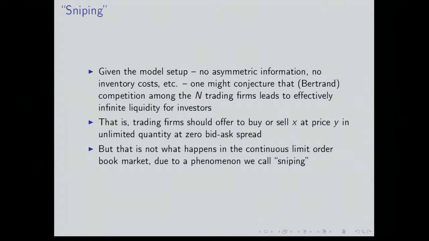So given this setup, you might conjecture that competition among the trading firms leads to effectively free liquidity for investors. I've stripped out all of the usual costs of providing liquidity in a financial market: asymmetric information, inventory costs, and so forth. So you might expect that if you're an investor, you can show up to market and buy X at Y. The trading firm should be willing to offer X at Y. That's not what's going to happen in this market design, due to a phenomenon that we call sniping.